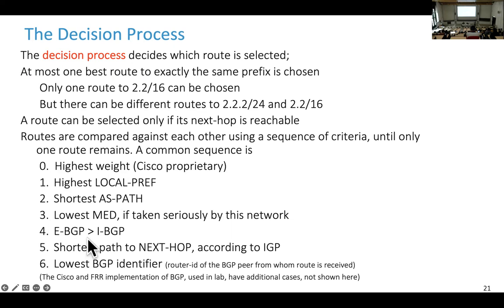Another thing that is interesting is number 4. We prefer the routes that we have learned externally through eBGP over a route that we have learned internally through iBGP. This is because what we have learned through eBGP is more fresh and comes from outside, whereas what we have learned from iBGP comes from inside and is second-hand information. The next one that is interesting and important is that we might prefer a path that has the shortest path to the next hop, according to, for example, OSPF.